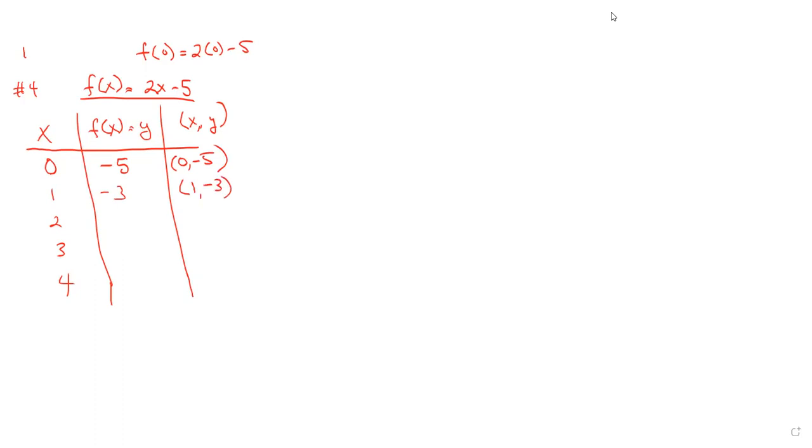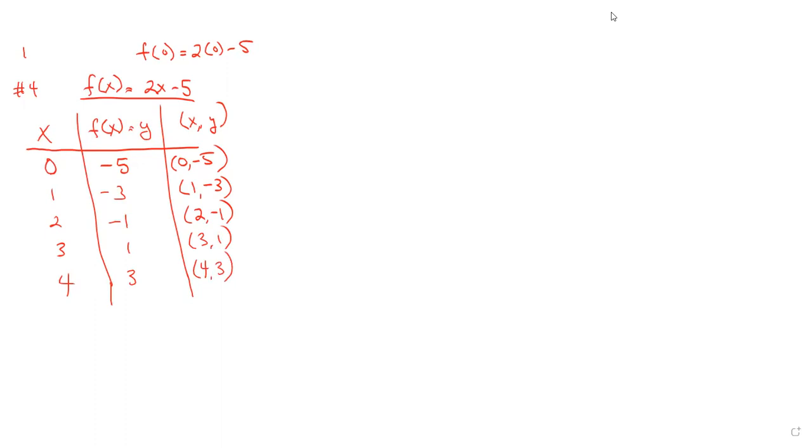I plug 2 in. 2 times 2 is 4, and 4 minus 5 is -1. I've got a point of (2, -1). Plug 3 in, I get 6 minus 5, which is 1. And if I plug 4 in, I'm going to get 3.